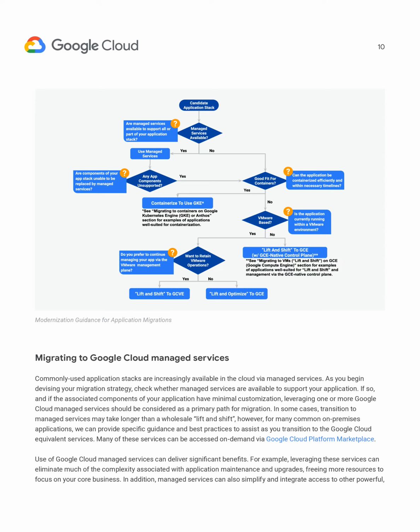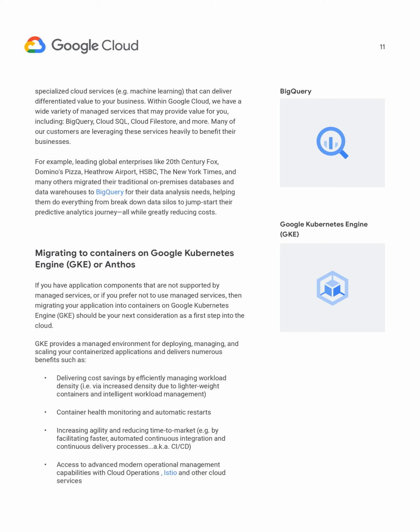For example, leveraging these services can eliminate much of the complexity associated with application maintenance and upgrades, freeing more resources to focus on your core business. In addition, managed services can also simplify and integrate access to other powerful, specialized cloud services, for example, machine learning, that can deliver differentiated value to your business. Within Google Cloud, we have a wide variety of managed services that may provide value for you, including BigQuery, Cloud SQL, Cloud Filestore, and more.